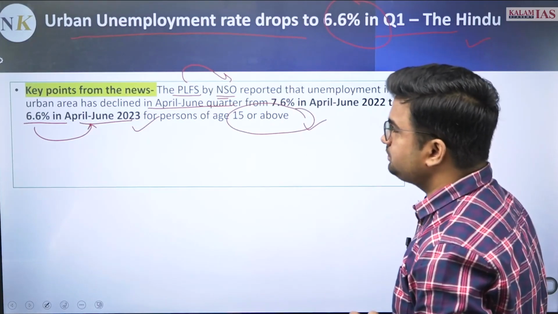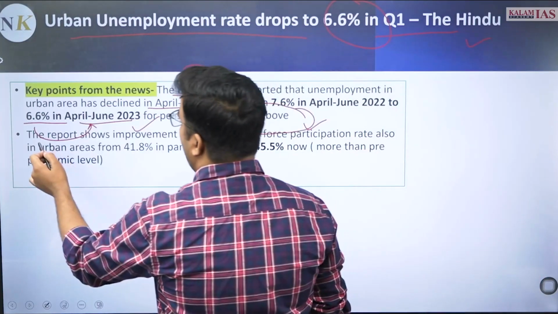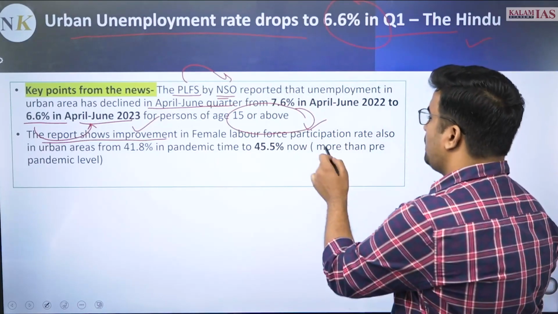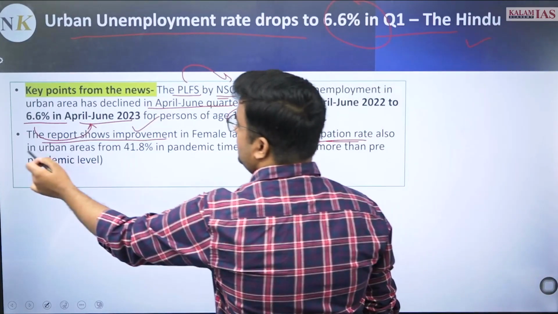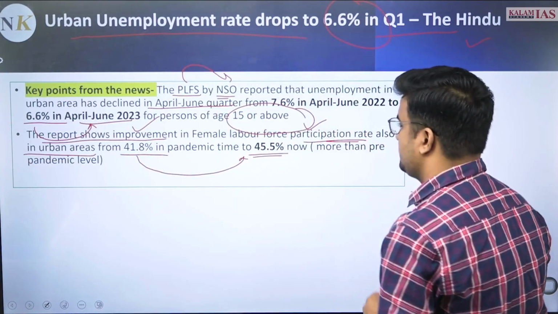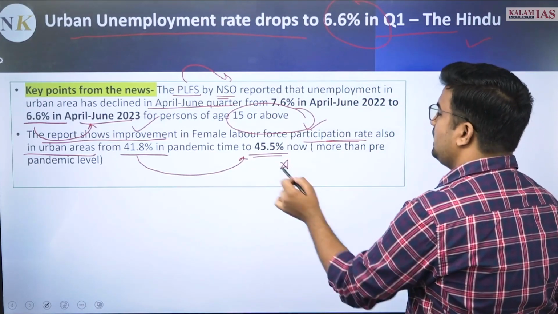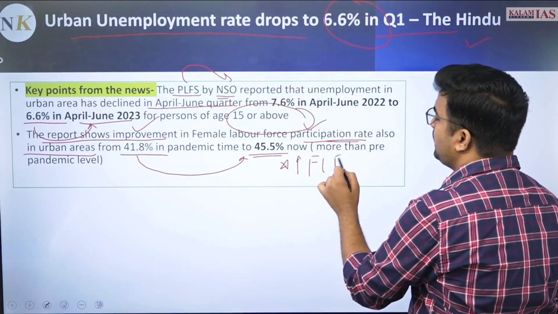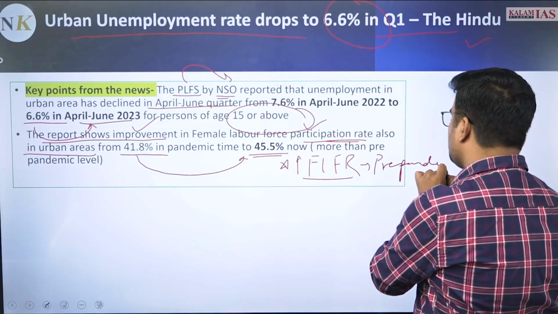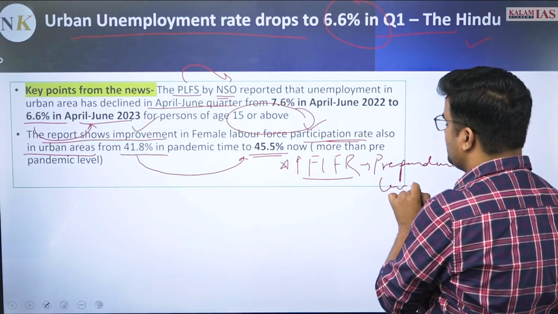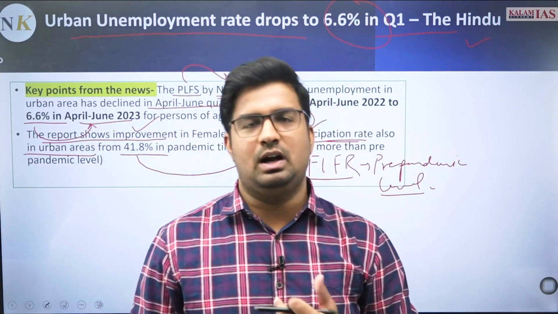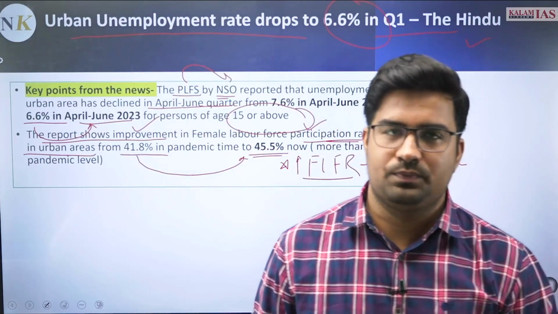That is one thing. The other part also shows there is an improvement in female labor force participation. That is important, right? Also in urban areas, from 41.8% in the pandemic time to 45%. एक important aspect ये है कि now the female labor force participation rate has increased to pre-pandemic level. So it is more than the pre-pandemic level, which was around 44%. So that shows the economy has recovered well in the urban areas as well as in the rural areas.